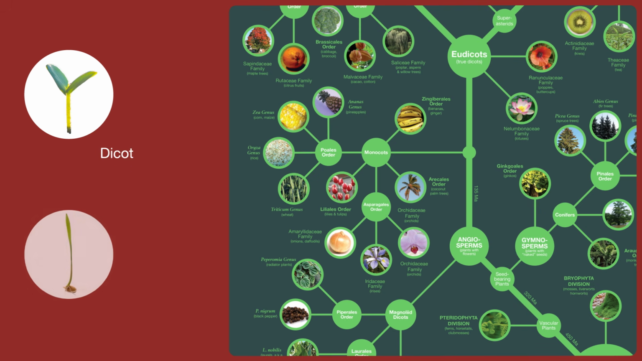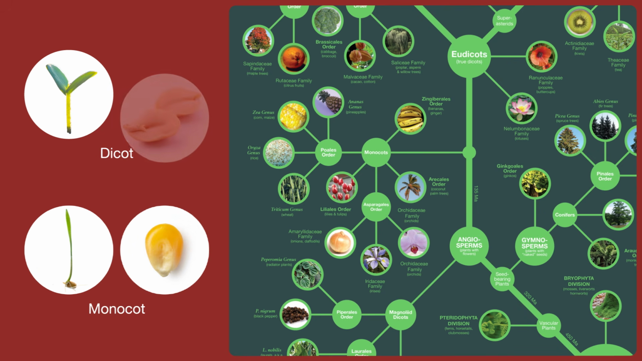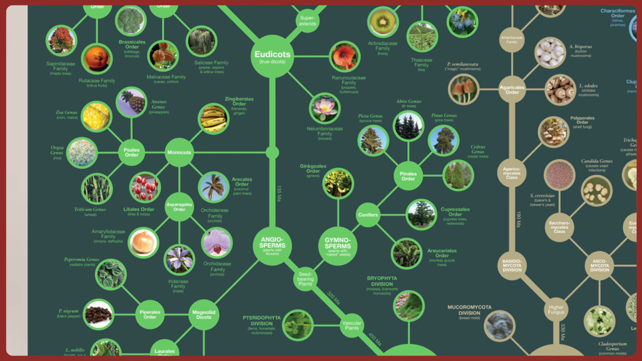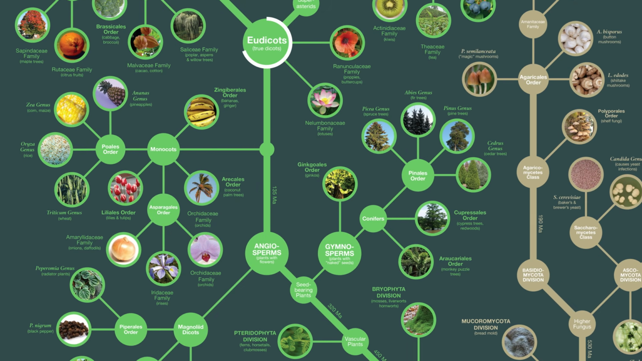Grass, on the other hand, is a monocot, so when it sprouts, it looks like this. Another good example is to think of a corn kernel versus a peanut. A corn kernel is a monocot seed, which is why it's just a single piece, whereas a peanut is a dicot seed, which is why you can split it in two. Most dicots are eudicots, meaning true dicots.